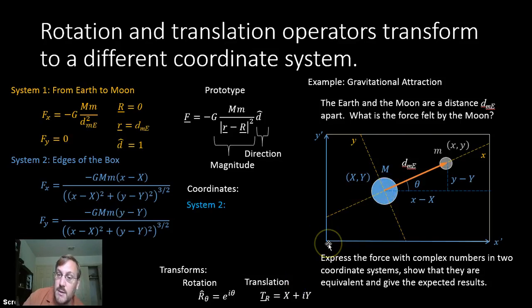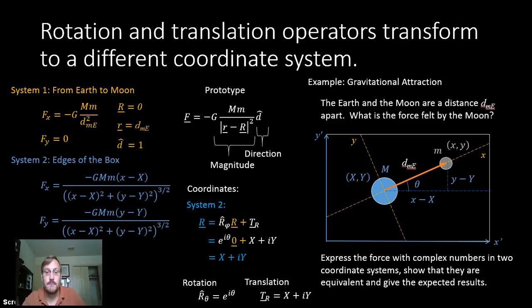backwards, right, this way. We're moving the origin down here, which means that these are positive numbers because relative to the origin here, the Earth is moving in the positive direction in both the X and the Y directions. So that's what we have. We've got those transformations. Now, how do we apply them?